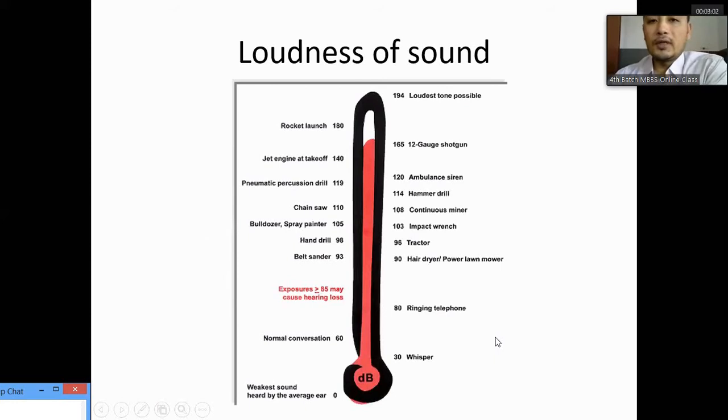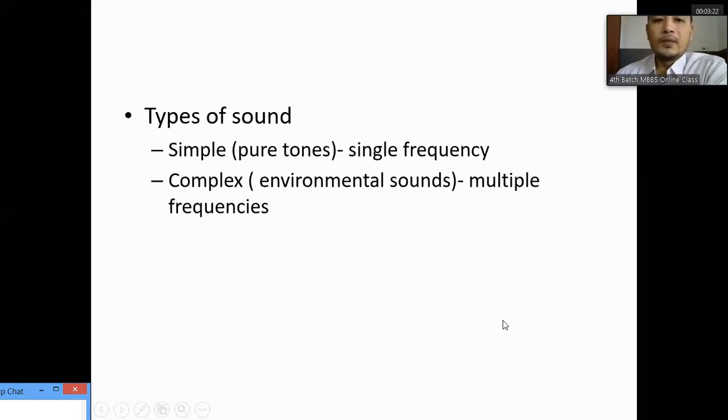Again, the loudness, or intensity, of sound we can measure in sound pressure level, which is simplified in decibels. The limit is around 140, as in a jet engine takeoff; normal conversation is at 60 decibels, a whisper is 30 decibels, and rustling of leaves is 10 decibels. Now, as you know, there are two types of sounds: simple sounds, called pure tones, which have a single frequency, and complex environmental sounds, with multiple frequencies. Complex sounds can be music, which has a regular pattern, or noise, a haphazard pattern of multiple frequencies.